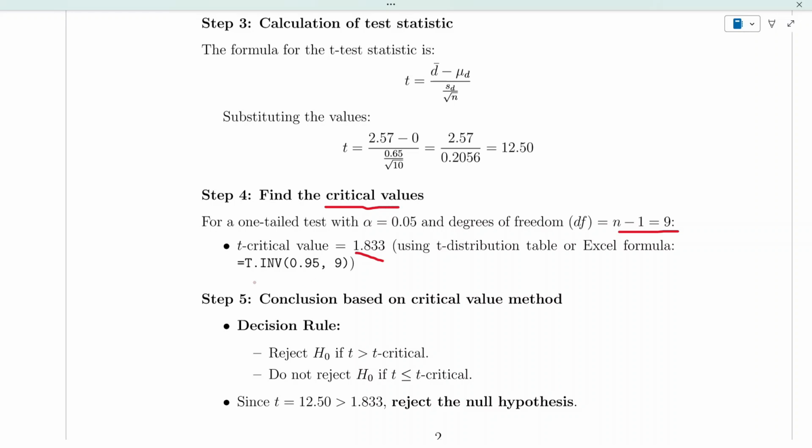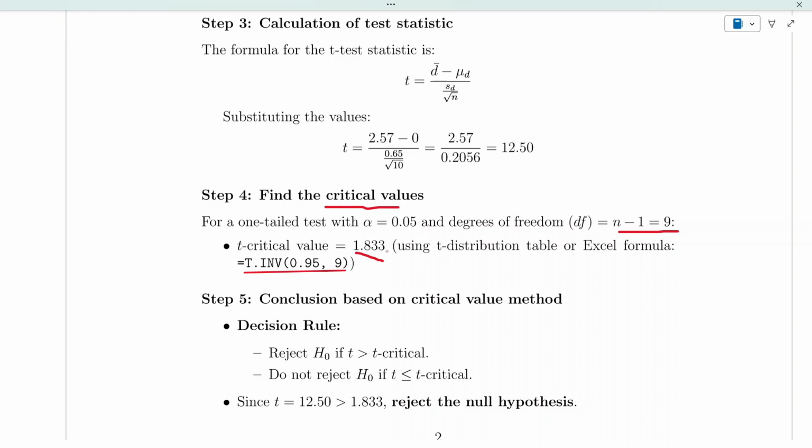The Excel formula for the critical value is T.INV(0.95, 9). Here, 0.95 means 1 minus alpha, that is 1 minus 0.05, which gives 0.95, and 9 is the degrees of freedom. The alpha is subtracted from 1 because it is a right-tail test. If it was a left-tail test, we simply put 0.05 instead of 0.95. Hence, the critical value is 1.833.